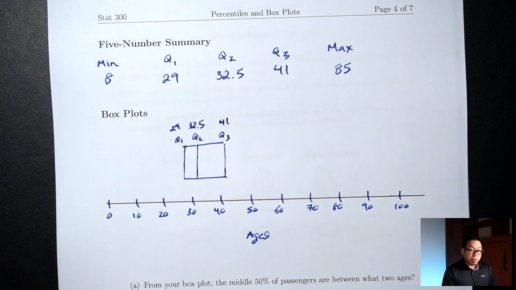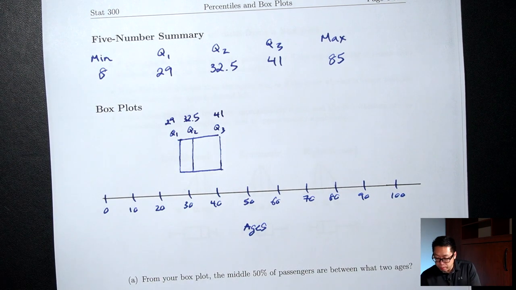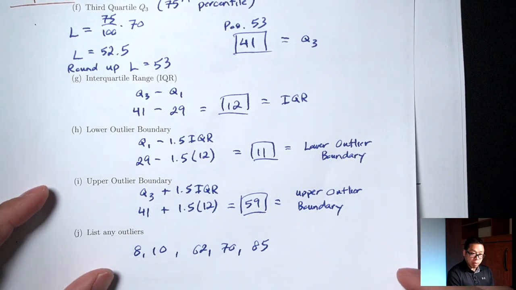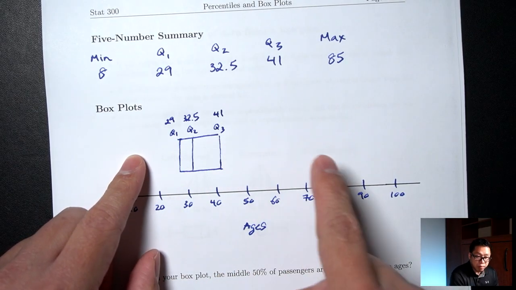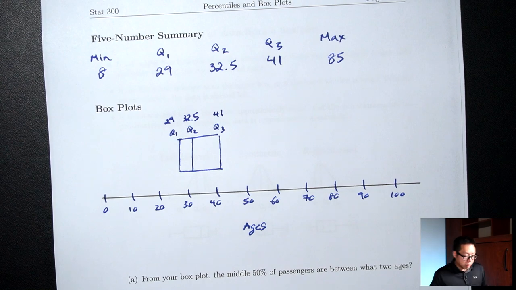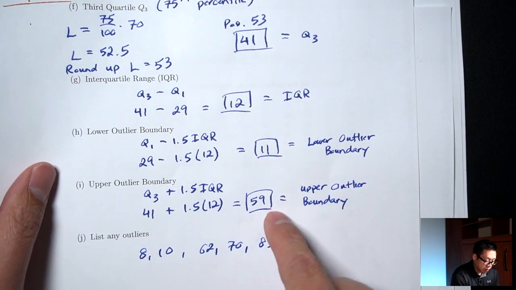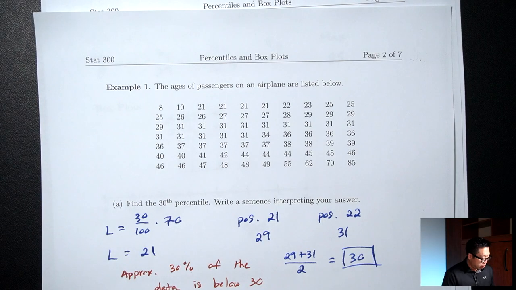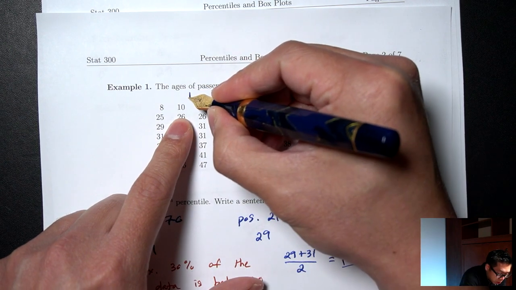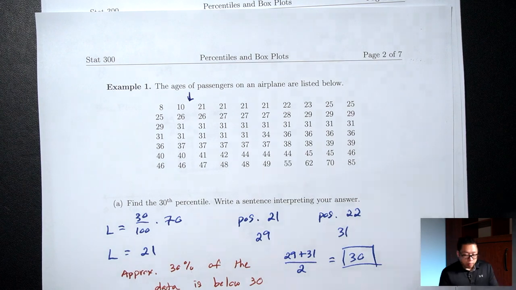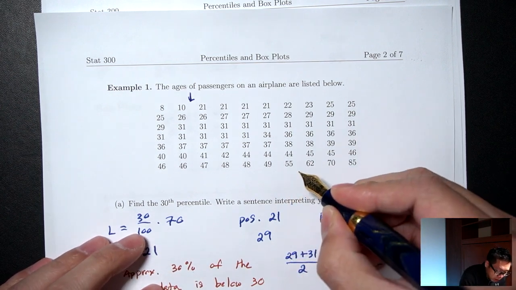Sometimes box plots are called box and whisker plots because there are going to be whiskers that come out of the sides. And these whiskers have to do with the lower outlier boundary and the upper outlier boundary, which in this case are the 11 and the 59. Now, it's not going to go out to 11 and 59. So the way you find where it goes out to is, go back to my data. 11 and 59. So where's 11 in my data? I don't have 11 in my data, so 11 is somewhere between this 10 and this 21. 59, I don't have in my data either. The 59 is between this 55 and this 62.